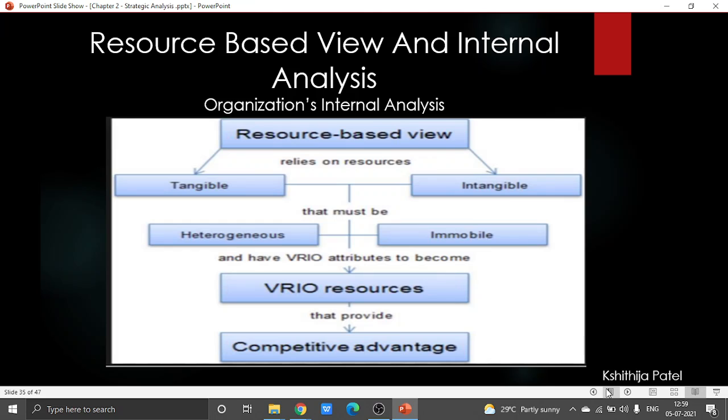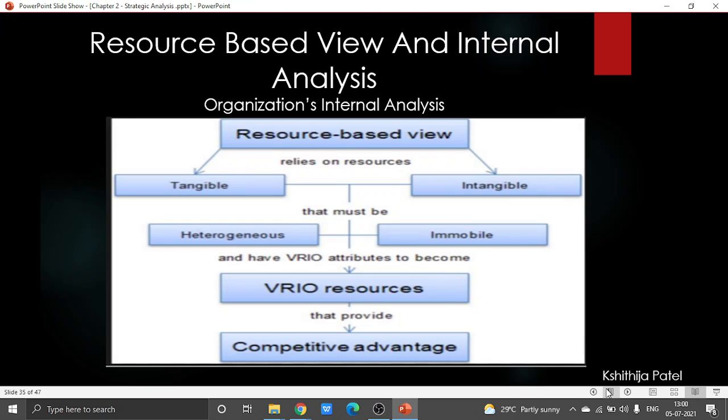Now this resource based view is such a model that views resources as the key component for the company's better performance. And this RBV is a way to deal with accomplishing competitive advantage. And this particular method was developed in the 1980s and 1990s. Okay, so that is how it works.